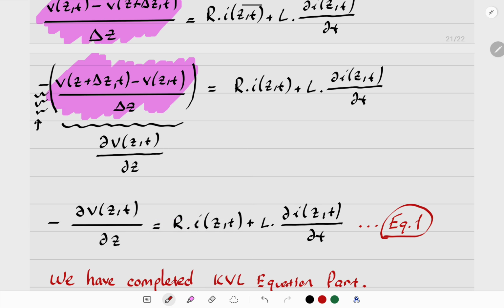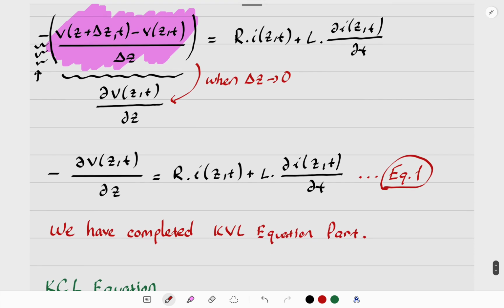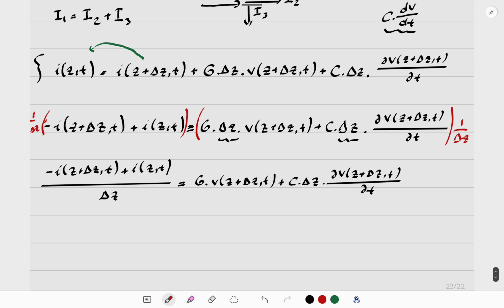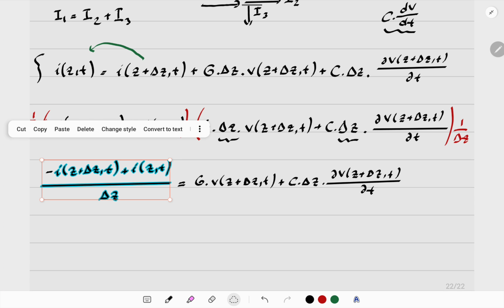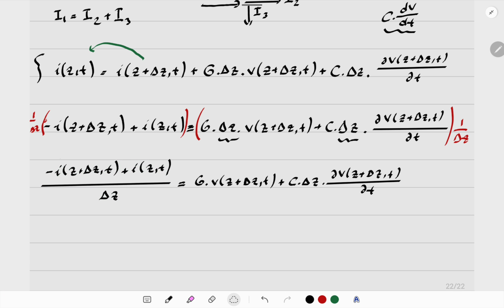This is equal to this part when delta z goes to 0. All right, sorry, I missed that part. Let me go with the new equation also like this, and for this particular question also, if we take this one again, let's rewrite this one and change the minus sign over here.